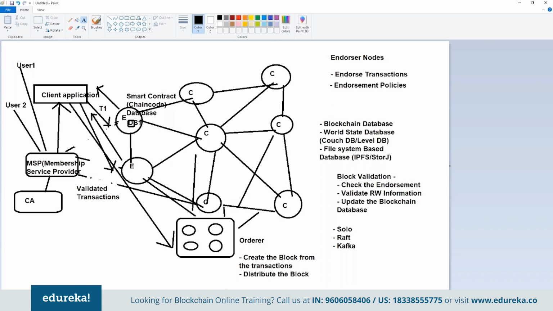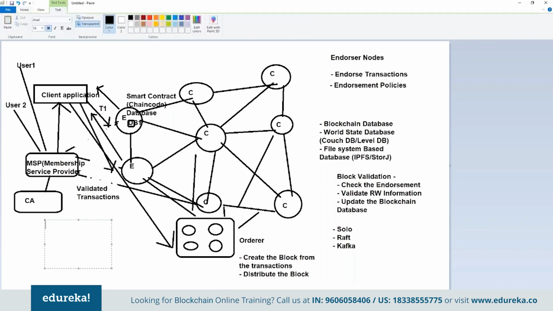Now, one more thing you need to keep in mind whenever you are designing a business network is three things. First is your asset. Asset is basically what you are looking to transact. Your medical record can be an asset, your land record can be an asset, your gold can be an asset, your money can be an asset, your intellectual property can be an asset.